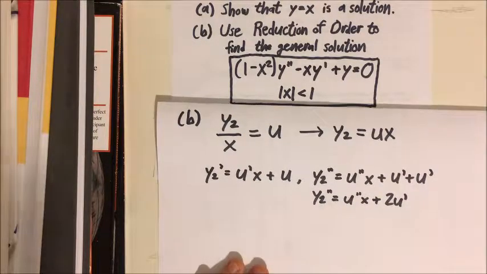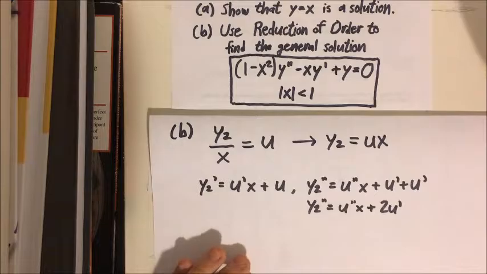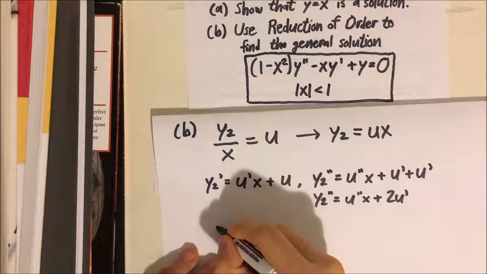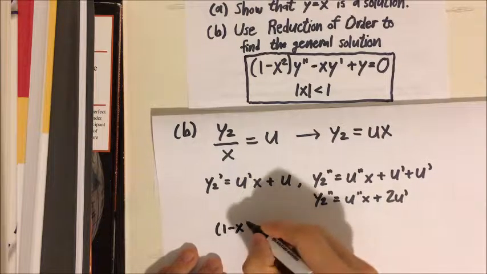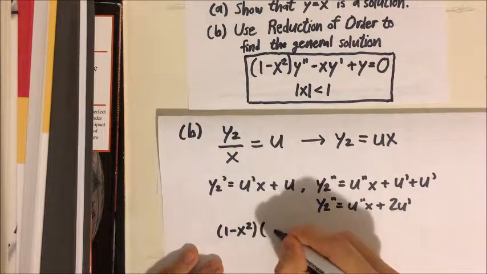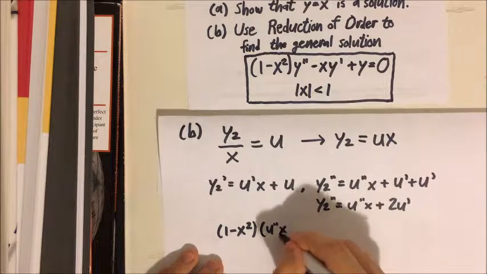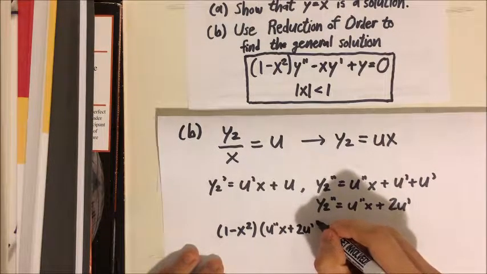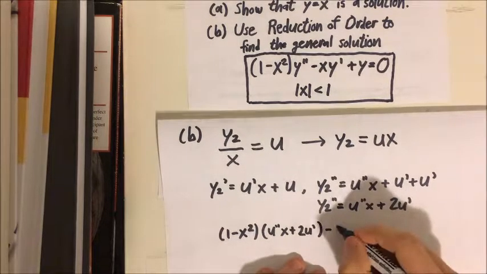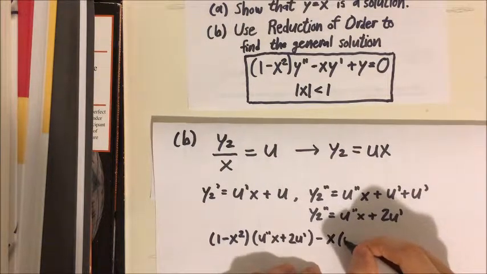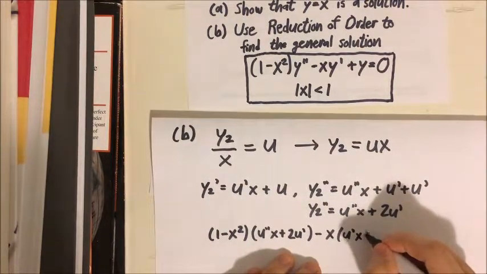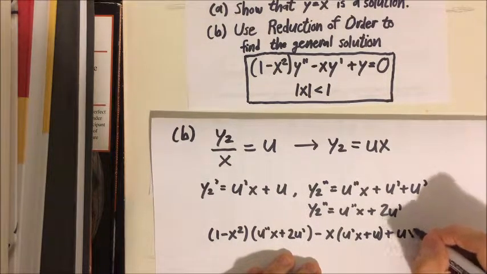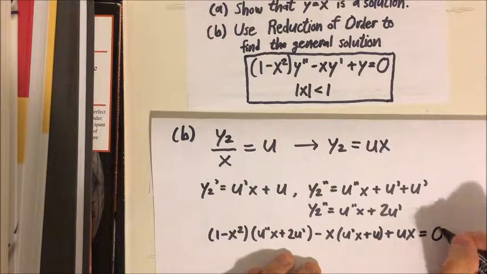And now we're going to plug these values into our differential equation in order to see what we get for u. So we have 1 minus x squared times u double prime x plus 2 u prime, minus x times u prime x plus u, plus ux. This should be equal to 0.